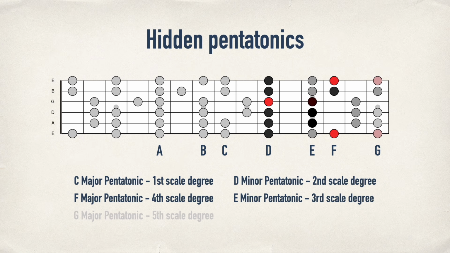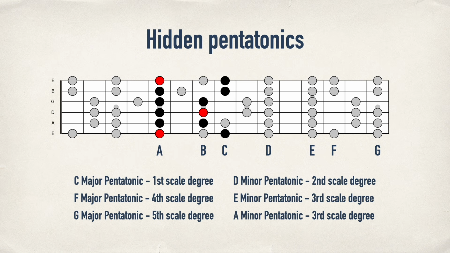Back up 2 frets again, we have the G major pentatonic scale. And then finally, back at the familiar 5th fret, we have the A minor pentatonic scale. So in summary, there are major pentatonic scales that begin on the 1st, 4th, and 5th scale degrees of the major scale. And there are minor pentatonic scales that begin on the 2nd, 3rd, and 6th.